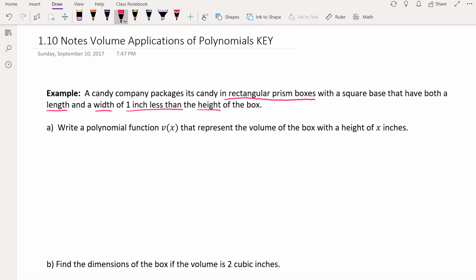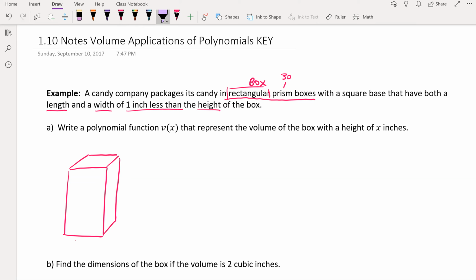A candy company packages its candy in rectangular prism boxes. This just means a box that's shaped like a rectangle, and a prism means 3D. So we're going to draw a 3D box. The way that I like to start is with a square, and then it's 3D, so we extend from there. It doesn't have to be perfect. All right, so this is our candy company's packaging.